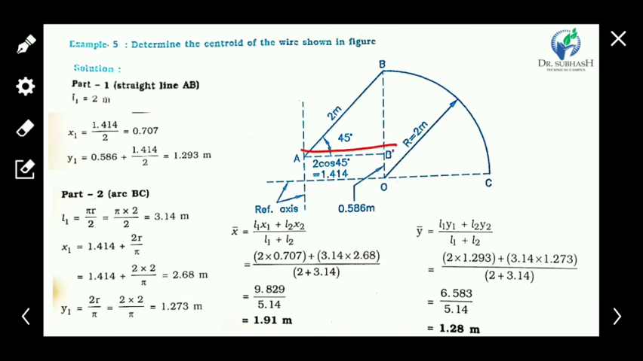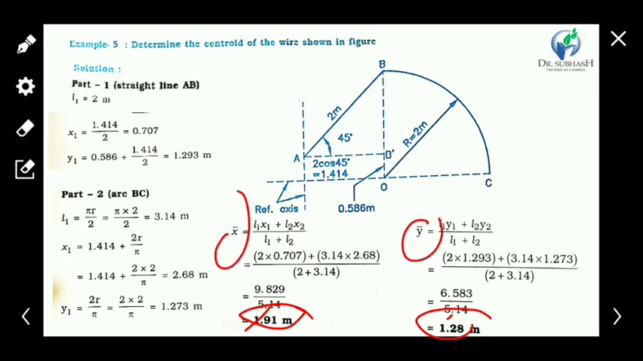And 1.44 plus 2r upon pi is the x1 value, and the y distance is 2r upon pi. So it is 1.273 meter, and x2 is 2.68, that is 1.44 and 2r upon pi. Clear? So now we have all values: L1, L2, x1, x2, y1, y2. Put all the values in the x bar equation and y bar equation, and we get the values of x bar and y bar. It is 1.9 and 1.2 for the x bar and y bar values.